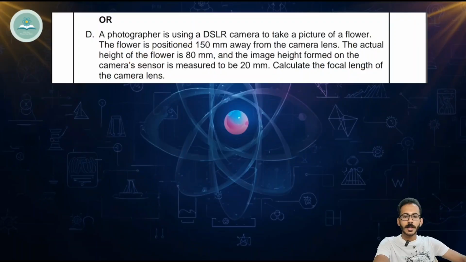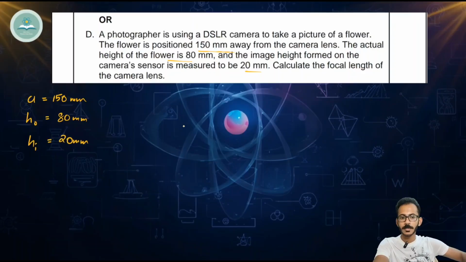A photographer is using a DSLR camera to take a picture of a flower. The flower is positioned 150 millimeter away from the camera lens. So object distance is given as 150 millimeter. The actual height of the flower is 80 millimeter. So height of the object is given as 80 millimeter. The image height formed on the camera sensor is measured to be 20 millimeter. So height of the image is 20 millimeter. Calculate the focal length of the camera's lens. We have to calculate the focal length.